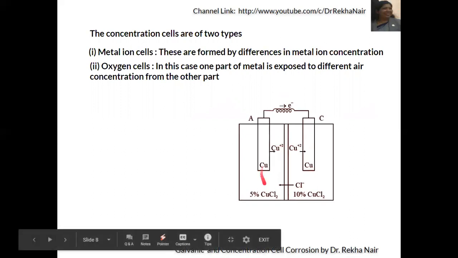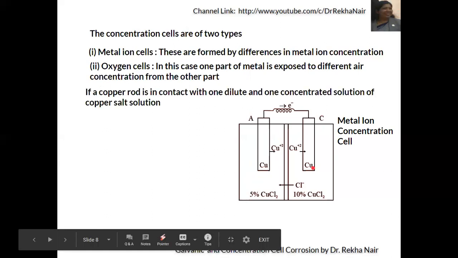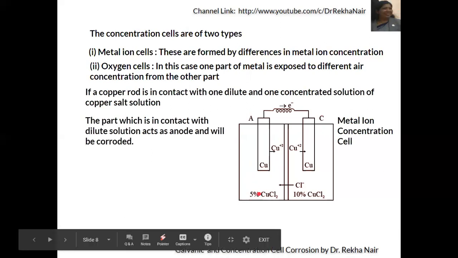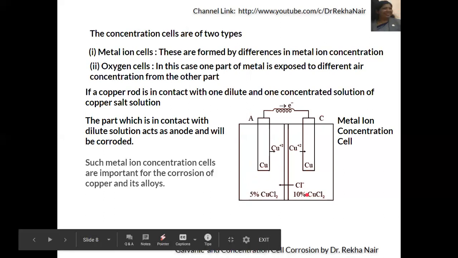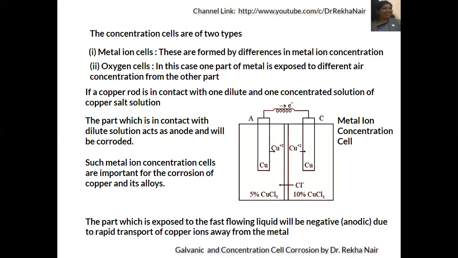Here we have a picture. We have taken copper, and at one side it is dipped into 5% CuCl2, and at the other side the metal ion concentration is 10% CuCl2. Now we can see that the part which is in contact with the dilute solution will act as anode and will get corroded, and the one at higher concentration will act as cathode. Such metal ion concentration cells are important for the corrosion of copper and its alloys.